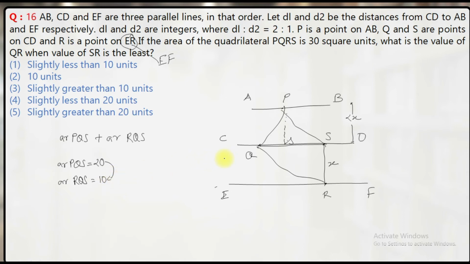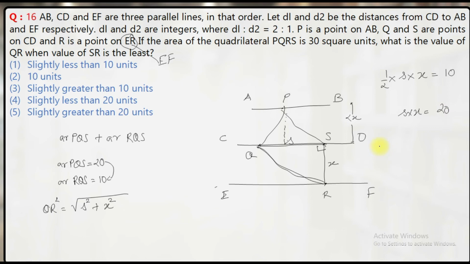Now what do you want? You want to find the value of SR. You want to find the value of QR, this one. Can I say it's a right angle triangle because this was perpendicular? Okay. So can we say QR is equal to square root of S square plus X square. Now we don't know the value of S and X, but what was the area of RQS? Area of RQS can be written as half of base, that is S, into height, that is X. This must be equal to 10. So S into X is equal to 20.